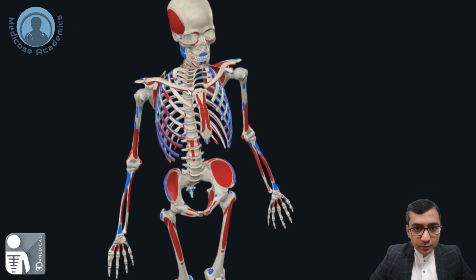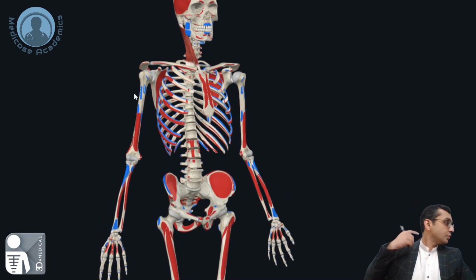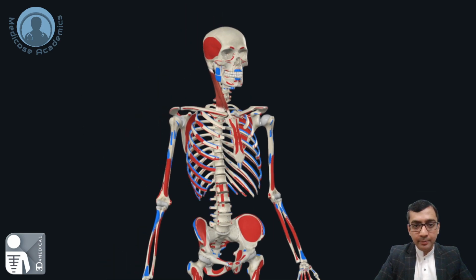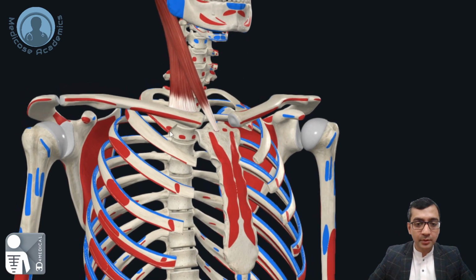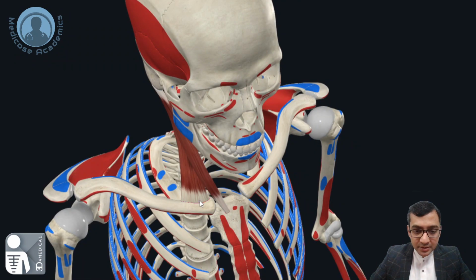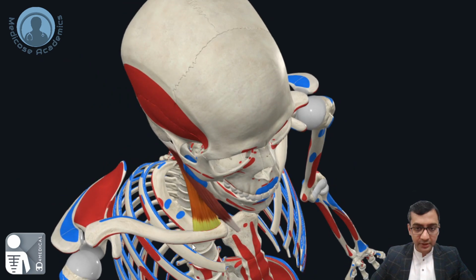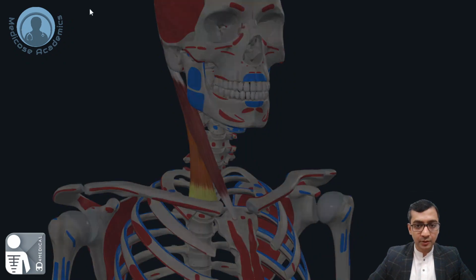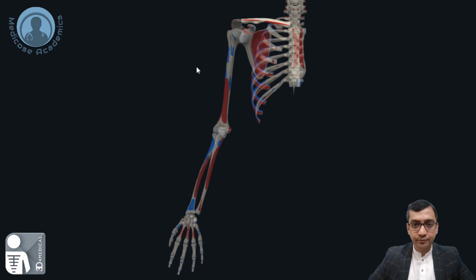So this will be the sternocleidomastoid, this muscle. You can turn your head like this, and this is the sternocleidomastoid. Its name is sterno, attached to the sternum, cleido, attached to the clavicle, and mastoid, attached to the mastoid part of the skull. Let us stick to the clavicle here. The clavicular head arises from the superior surface of the clavicle near the medial end.